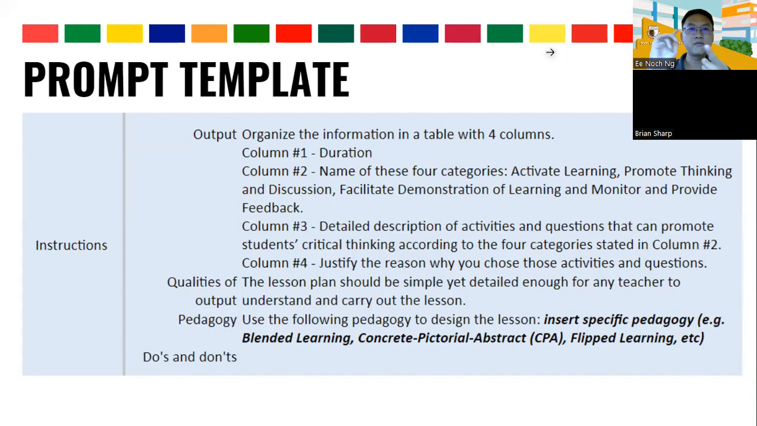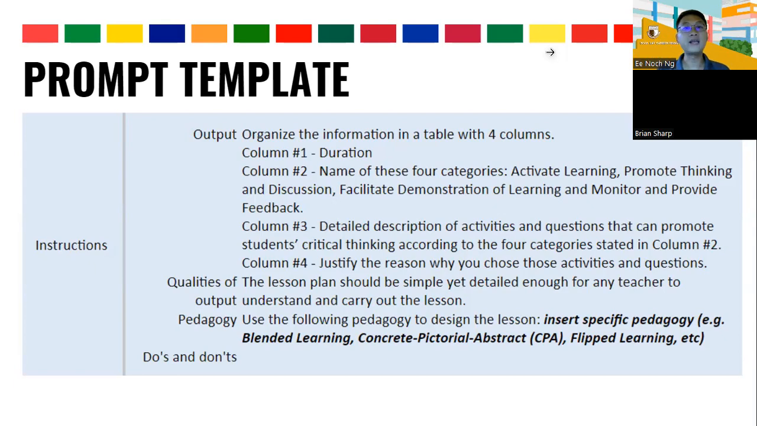So 4 columns. First column is the duration. Second column is the 4 categories that I shared with you about our active learning process. Because this is the context of what I'm doing, for my teachers in Singapore, I want AI to design it according to what my teachers are used to. So feel free to change this part if you have your own framework back in your own school and you follow different categories. Okay, so the categories: activate learning, promote thinking and discussion, and the rest.